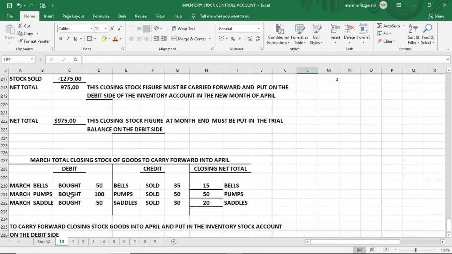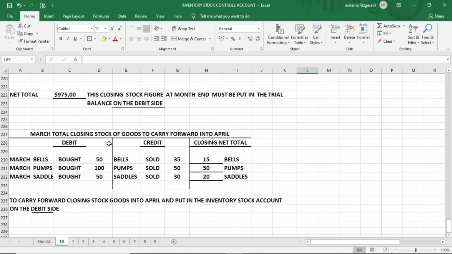All right. Okay. March total closing stock of goods to carry forward into April. March's bells bought was 50, but the bells sold was 35. That leaves us with 15 left. March pumps bought was 100 pumps, but we sold 50 pumps, so we got 50 left. The total amount of saddles bought was 50. The total amount of saddles sold was 30, so we have 20 saddles left. Now this, to carry forward, closing stock goods into April and put in the inventory stock account on the debit side.